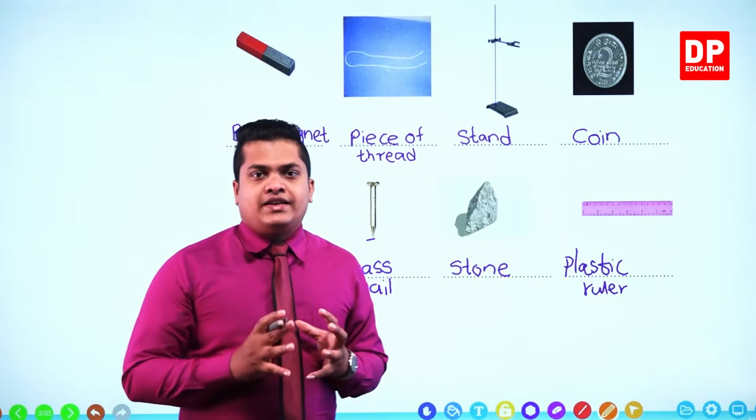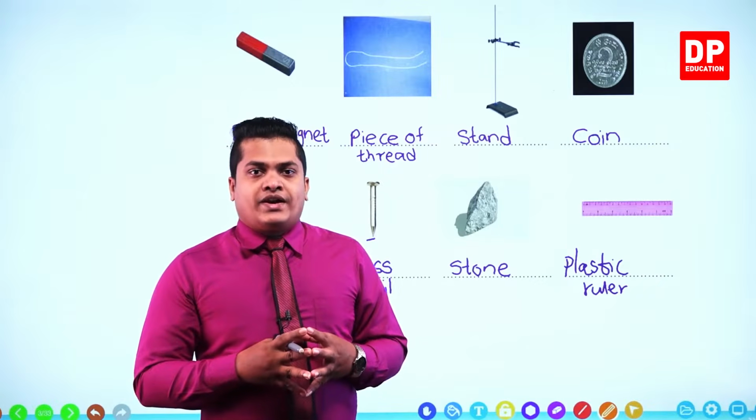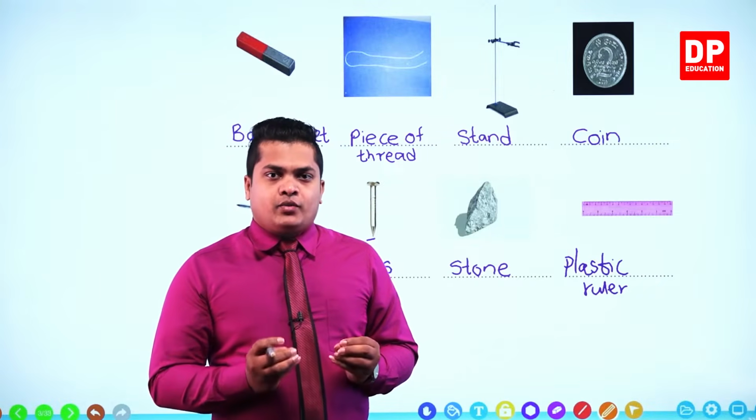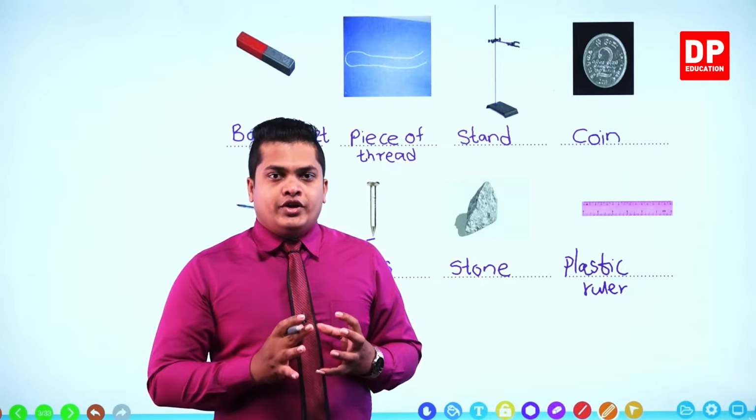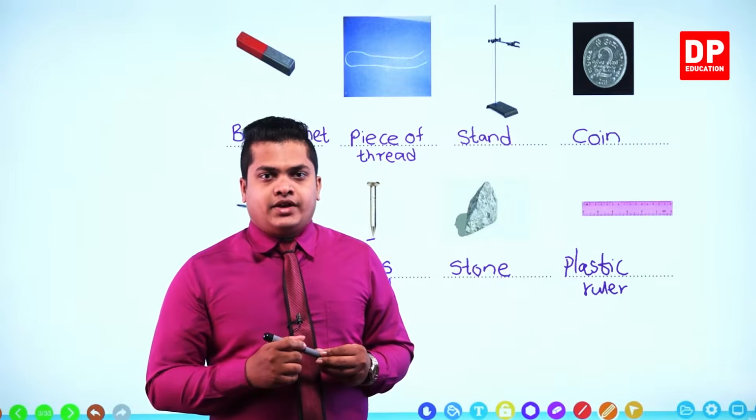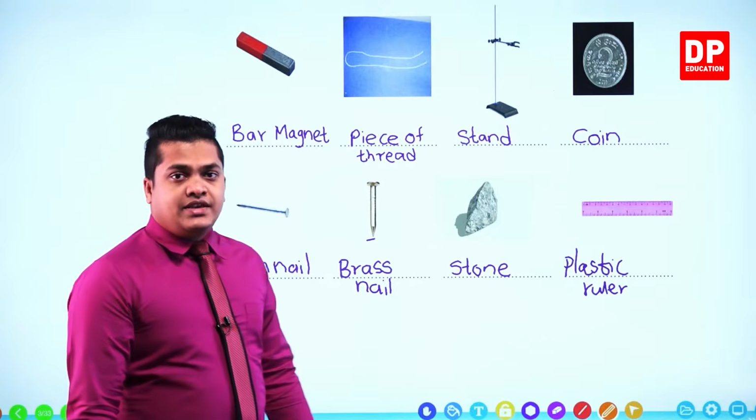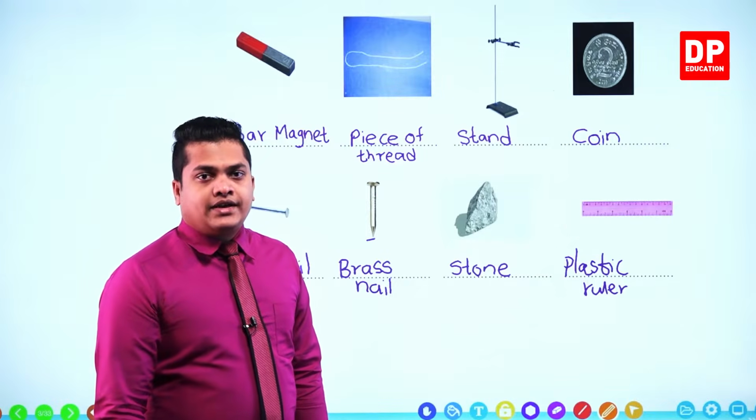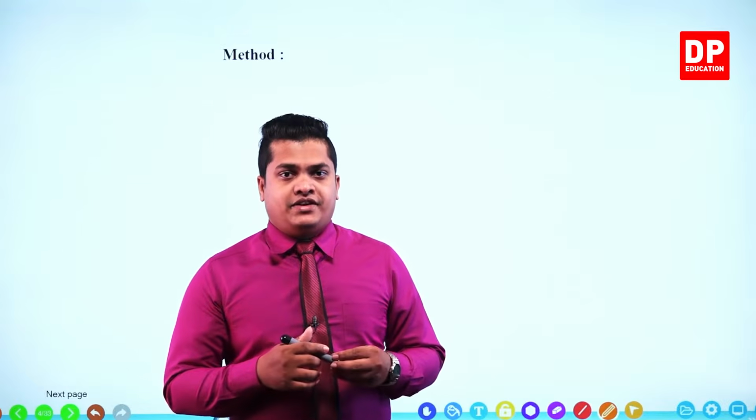So these are the materials we collected from our environment to observe which things interact with a magnet, right? So here we are going to discuss what things get interacted with a magnet. So we'll be needing these things. Now let's see how to conduct the activity, the method.